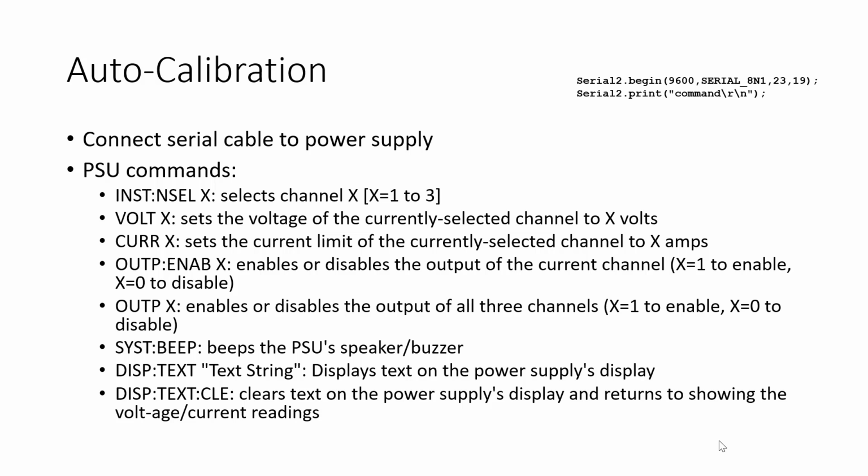But then you have to set the 2 pins that we're using for transmit and receive, right? So that's pin 23 and 19. And then once you have that done, you can just type Serial2.print, and you can send commands to the scope. Each command needs to be terminated with a carriage return and new line. Carriage return is \r, new line is \n.